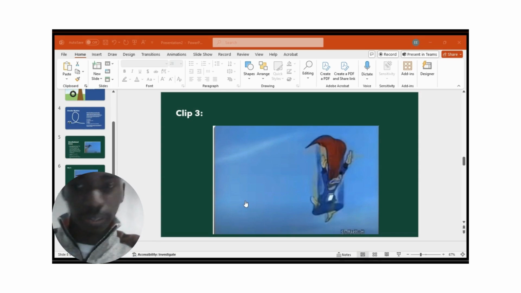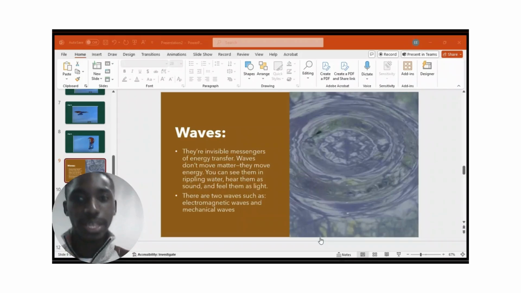So let's move on to waves. Okay, so last but not least, we have waves. Now some of you are probably aware of what waves are, but just for those of you who don't know, waves are kind of like messengers. Although they're invisible, they transfer energy. Waves don't really move matter, but like I said before, they move energy.